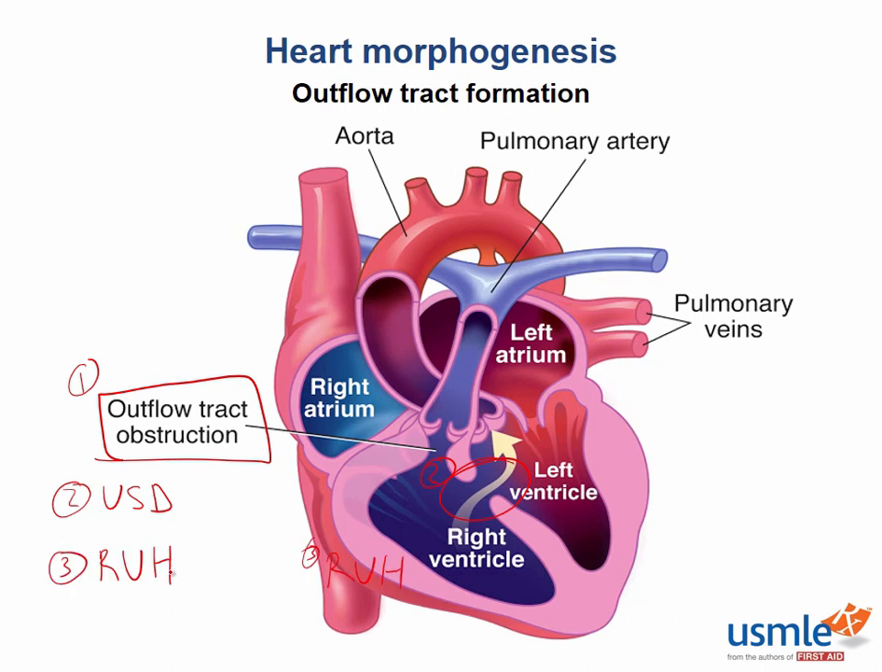The fourth thing that can be seen in tetralogy of Fallot is an overriding aorta, and this is because the aortic outflow tract is sitting directly over the VSD, and you can see this here.